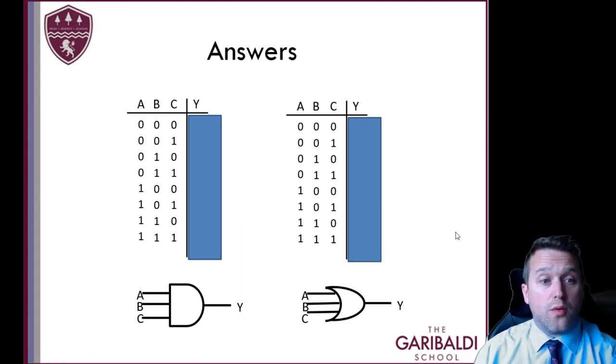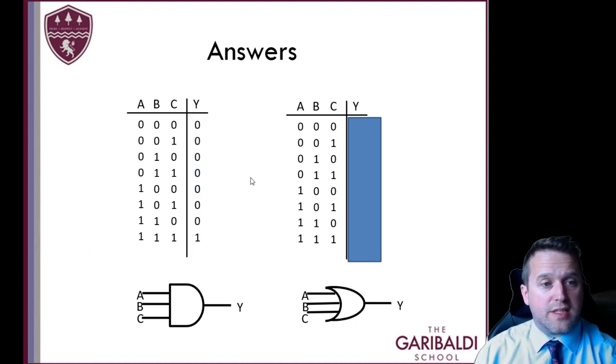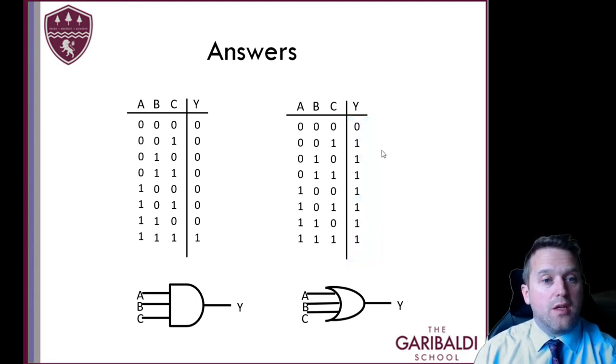Okay, so here's the results. In the first case, the AND gate, you would hope you'd have predicted this. It's only coming on if all 3 of those inputs are on. With the OR gate, any instance where any of these are on, or several are on, is going to cause it to be on. So we should have a situation where it's nearly on all the time except for the time when all 3 are off.